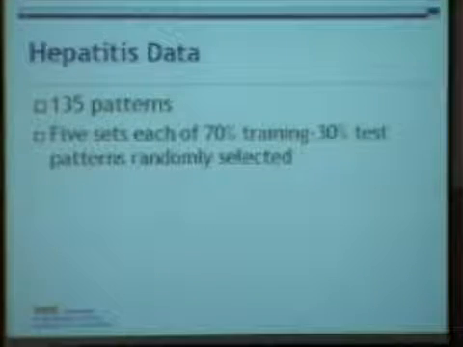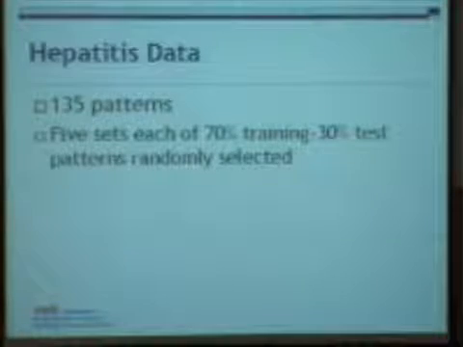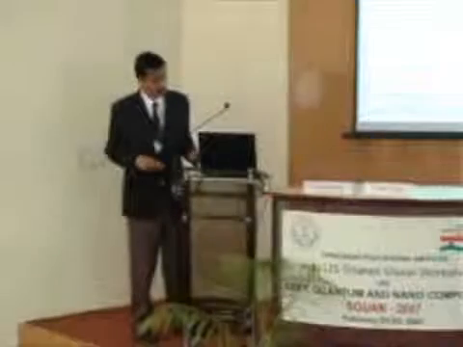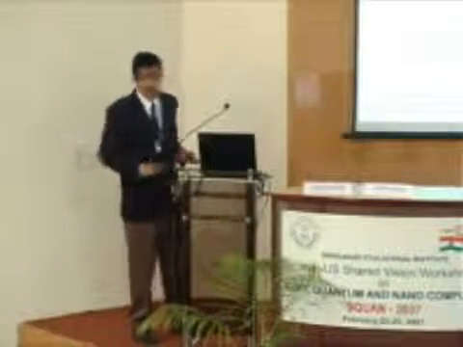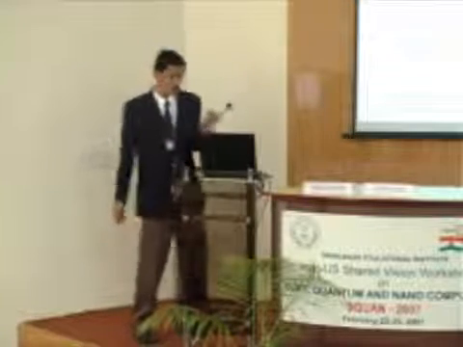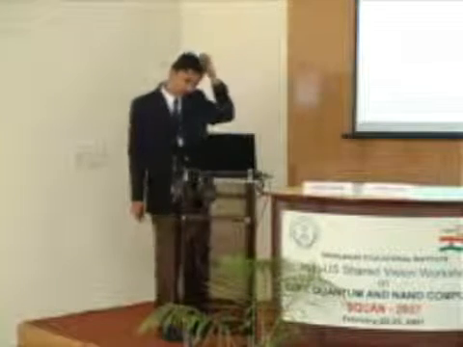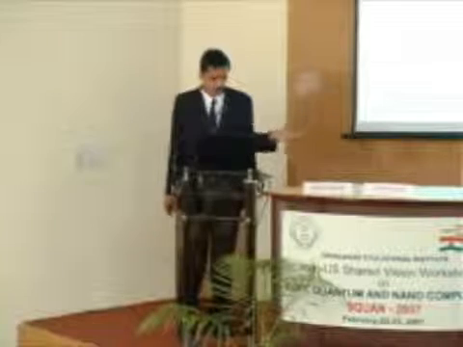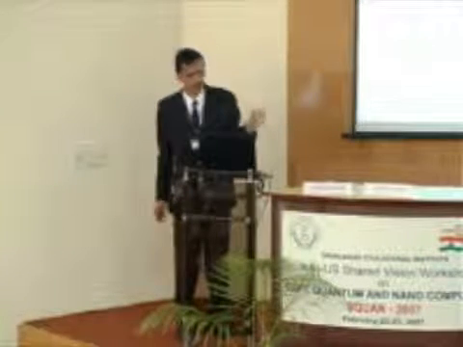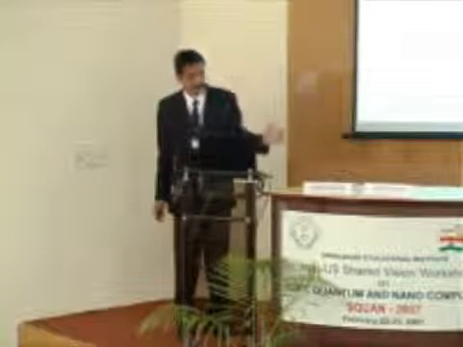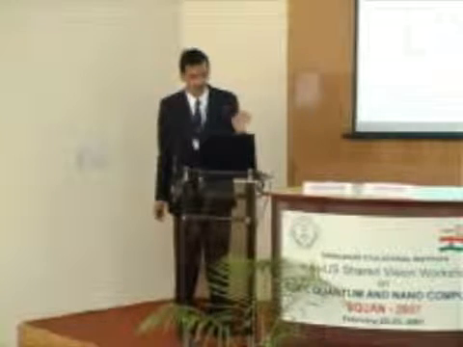There are 135 patterns in this data set. And we chose 5 sets, each of 70% training, 30% test. And asynchronous was able to do 100% best classification with just 2 rules. So this is something I'll highlight later on. Now it has been established through certain publications also that asynchronous has got a high degree of rule economy. It is able to solve relatively complex problems using a very, very small number of rules.